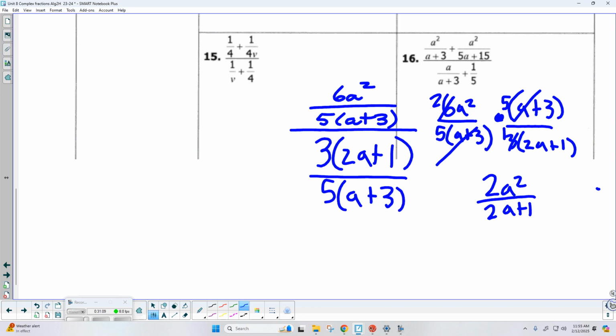Is that what you got? There we go. Yeah, it is. How are we doing? Is this making more sense? Does this also help with the adding and subtracting? Okay. All right. Good.